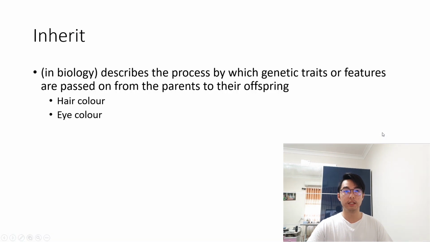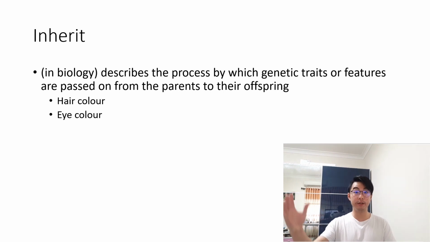Okay, and so the word inherit in biology describes the process by which genetic traits or features are passed on from parents to offspring. Features that you could inherit include hair color. So for example, my hair is black. I could have inherited this from my mum and not my dad because my mum has black hair and my dad has brown hair. My eye color. I've got black eyes and I could have inherited this from my mum and not my dad because my mum's got black eyes and my dad's got dark brown eyes.